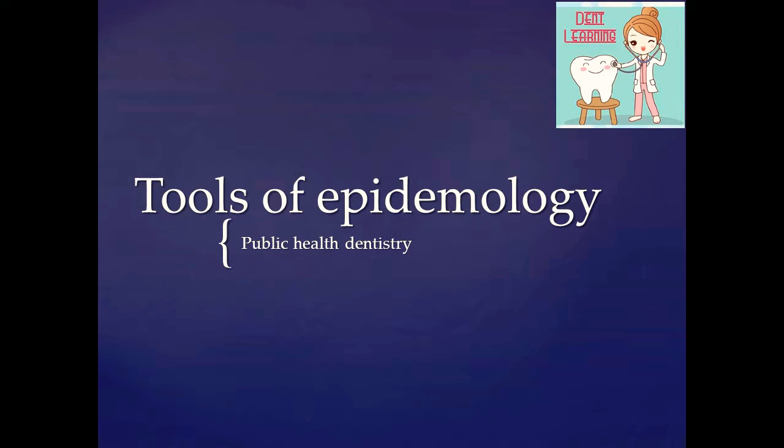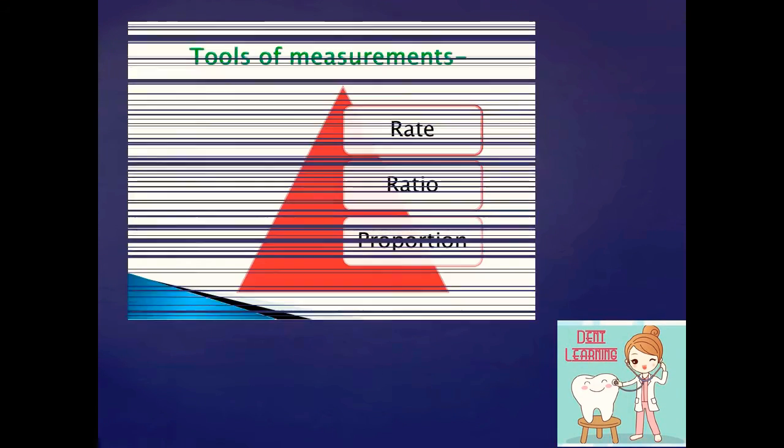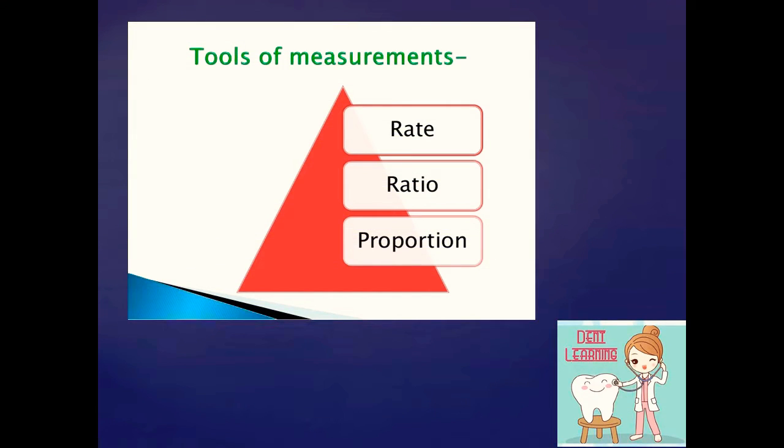We have tools to measure everything in this world. We measure objects, we measure the height of a person, we measure the weight of a person. So, we also have some tools to measure epidemiology. They are rate, ratio, and proportion. Let's learn them in detail.